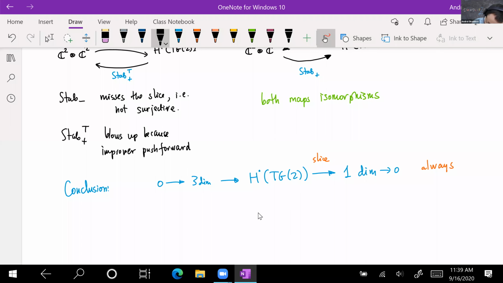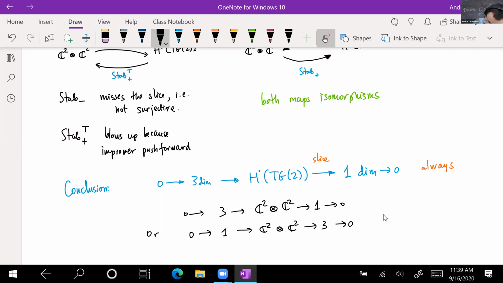Whereas if I take C2 times C2, this breaks up, and you can get either 3 and 1 or 1 and 3, depending on the order. So remember I said there's a certain order. That order in which you get the correct intertwining relation comes from considerations of that kind.